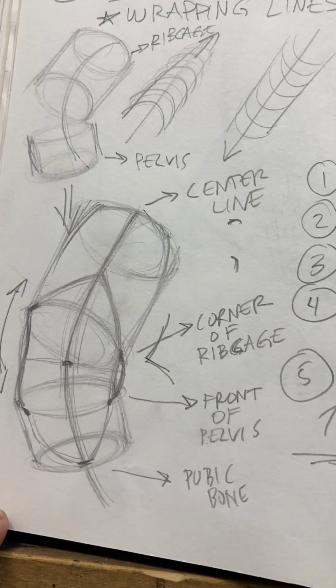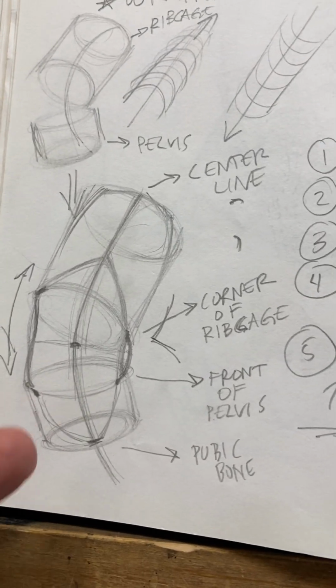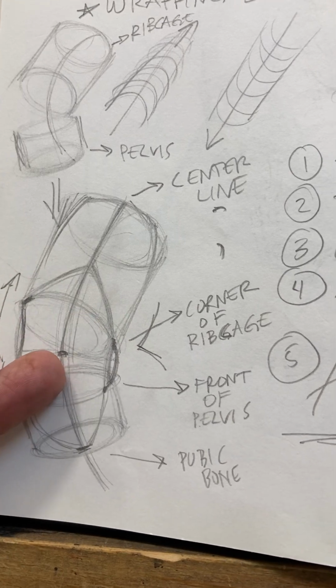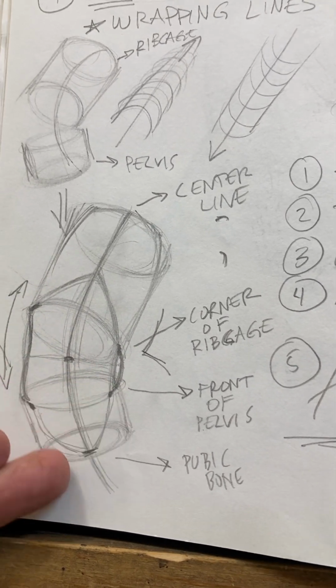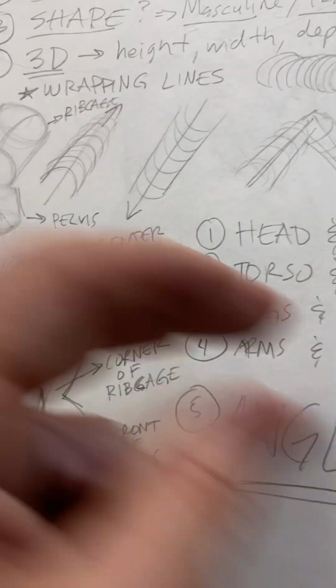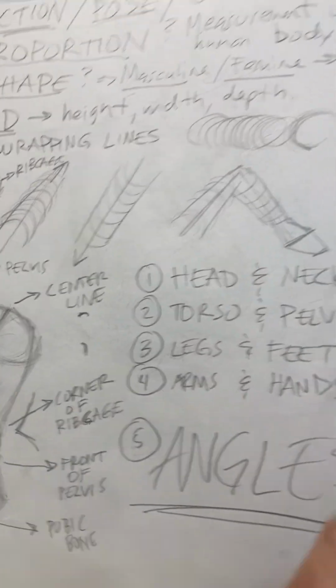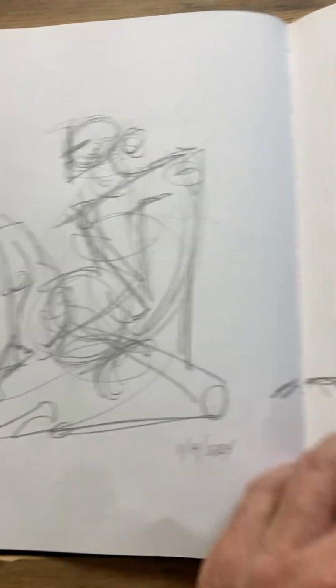And talking about landmarks briefly, corners of the rib cage, the belly button, the front of the pelvis, the pubic bone, talking about the center line. Here's one of my gesture drawings. Here's another gesture drawing.